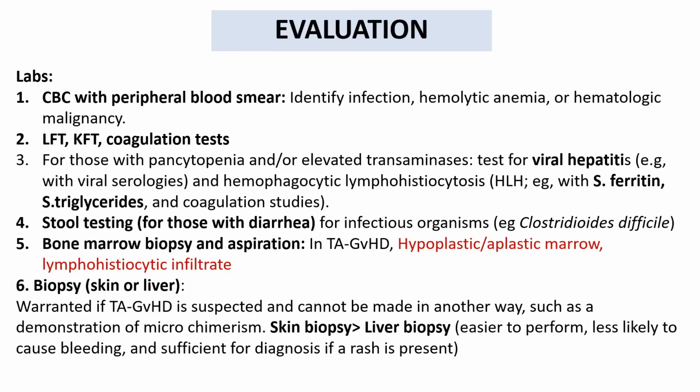Bone marrow biopsy and aspiration is done. In case of TA-GVHD, the bone marrow will be hypoplastic or aplastic with lymphohistiocytic infiltrates. The biopsy is warranted if TA-GVHD is suspected, but the diagnosis cannot be made in any other way, such as demonstration of microchimerism. Skin biopsy is more commonly done than liver biopsy because it is easier to perform, less likely to cause bleeding, and skin biopsy is sufficient for diagnosis if a rash is present.